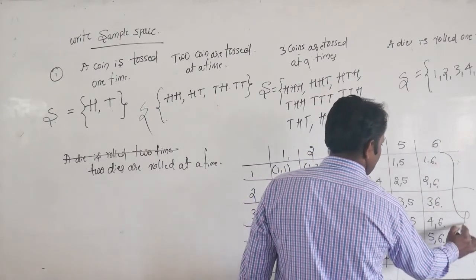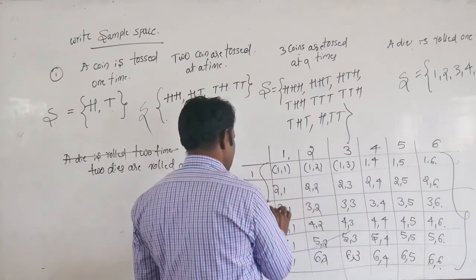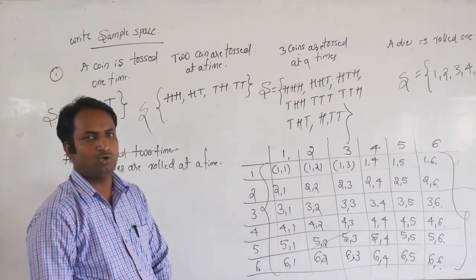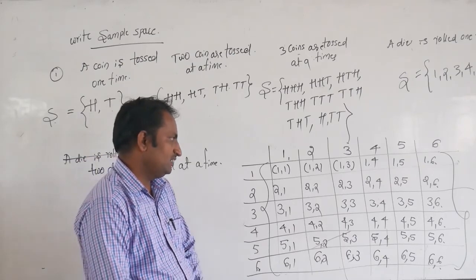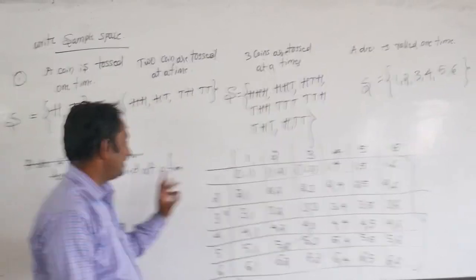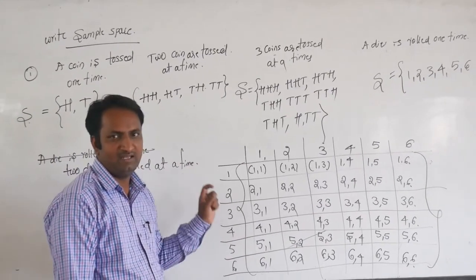This is the sample space for two dice rolled at a time.